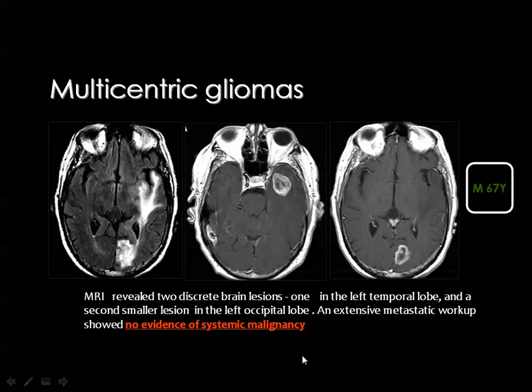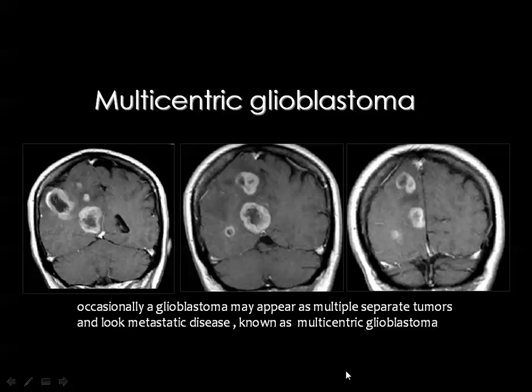And here you can see an example of a male patient, 67 years old, presented with these two lesions in the MRI, one in the temporal lobe and one in the occipital lobe. This appearance is usually diagnostic of metastasis, but an extensive metastatic workup showed no evidence of systemic malignancy, and the stereotactic biopsy confirmed that both lesions represent the multicentric glioma.